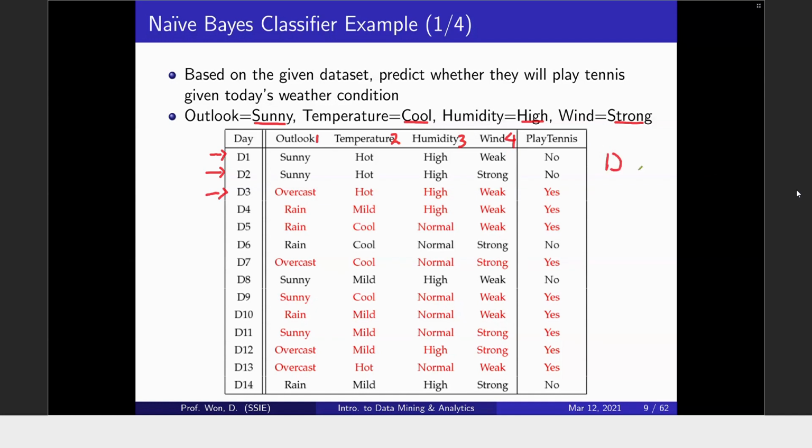Then based on this given data set, we want to predict the future event when we have new features, when we have a new day. For example, how about day 15? Day 15 might be a little bit different from day 14 and day 13. Then I'm wondering whether I can go play tennis outside or not. This is all I need.